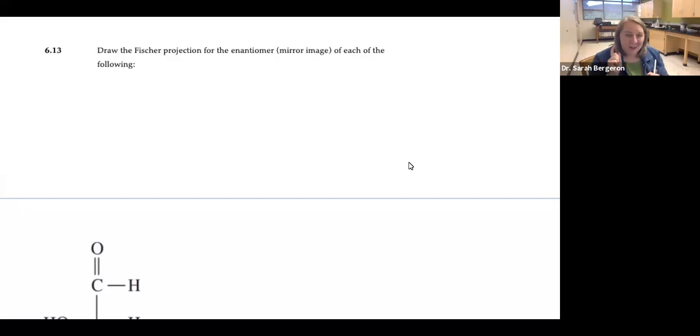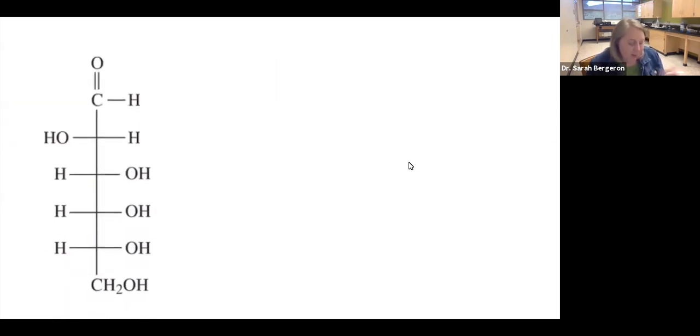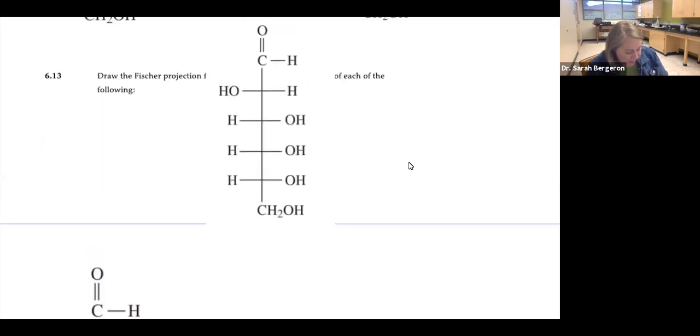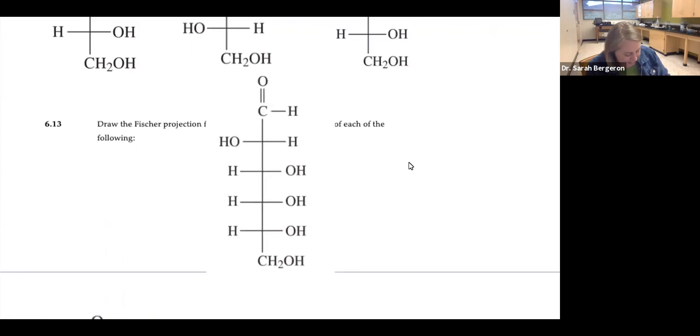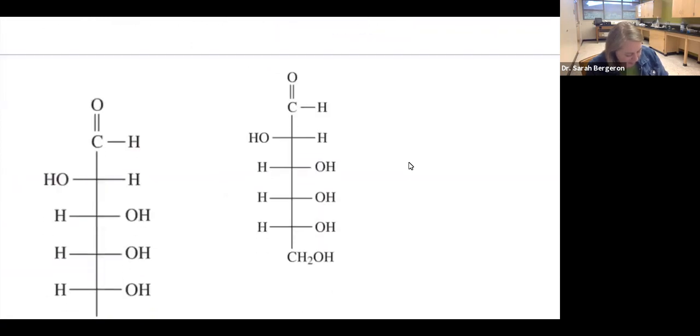So we are drawing Fischer projections. We want the enantiomer of each of our following. Remember, enantiomer means the mirror image, with all of the sides of our chiral carbons swapped. So, I'm going to cheat and copy and paste.